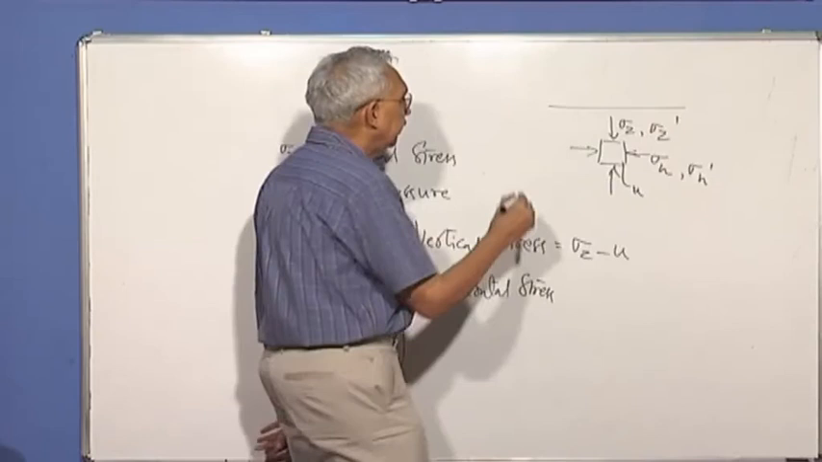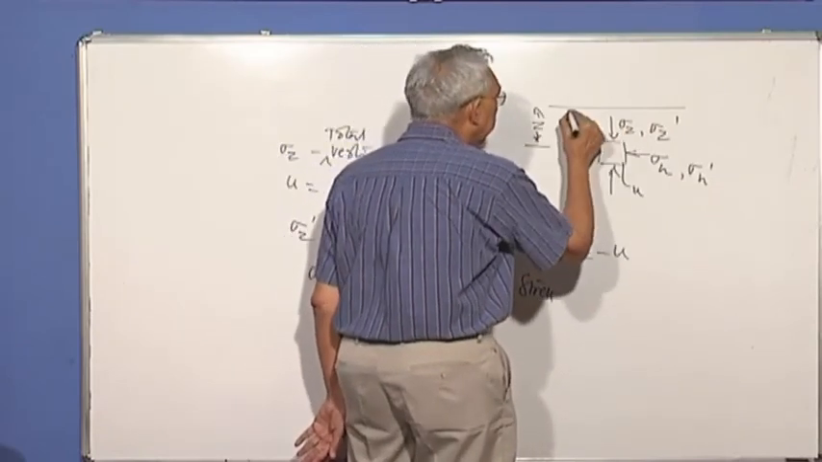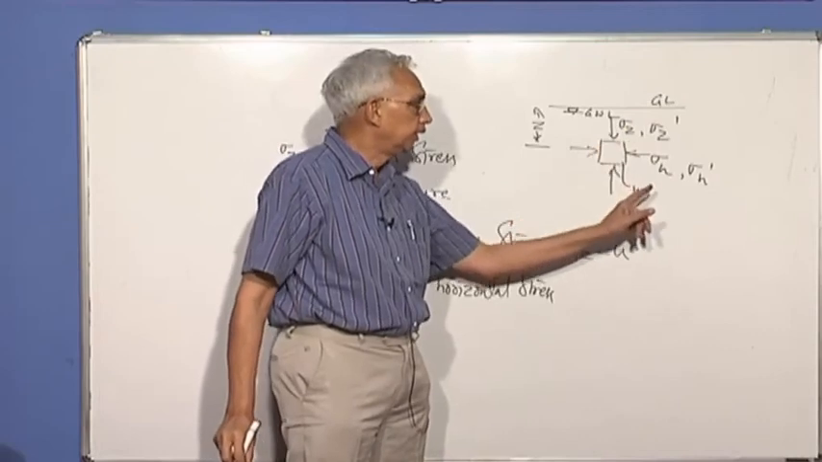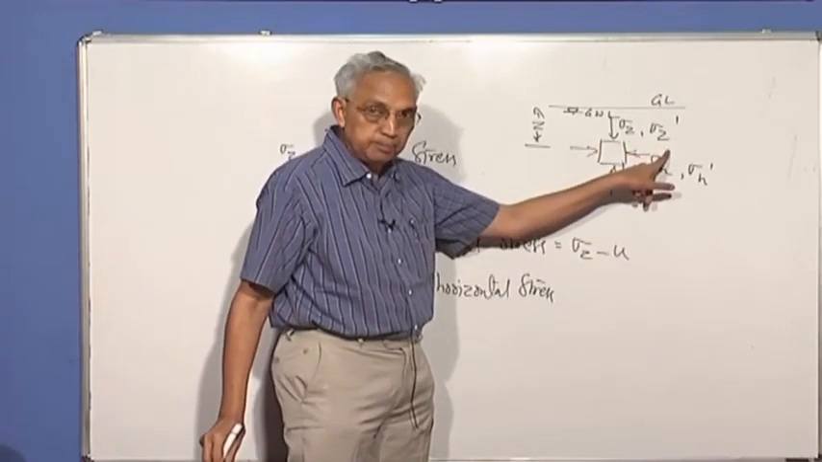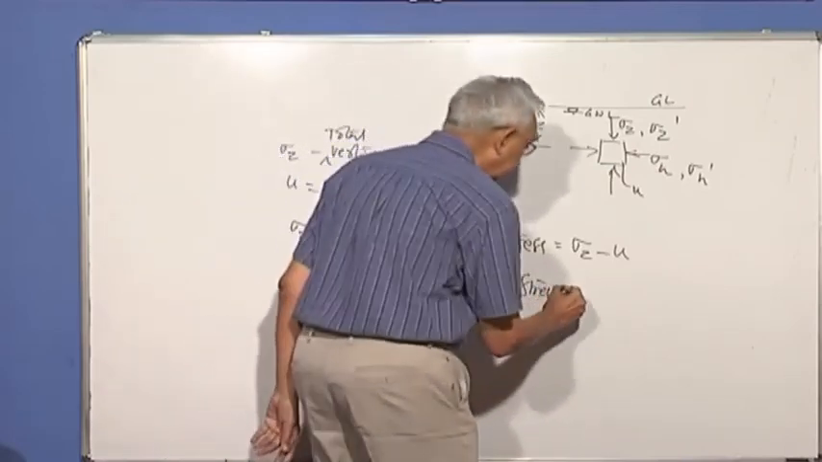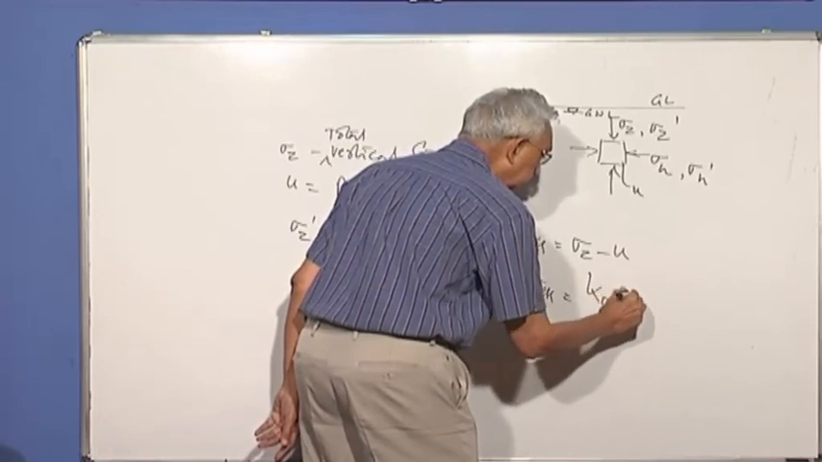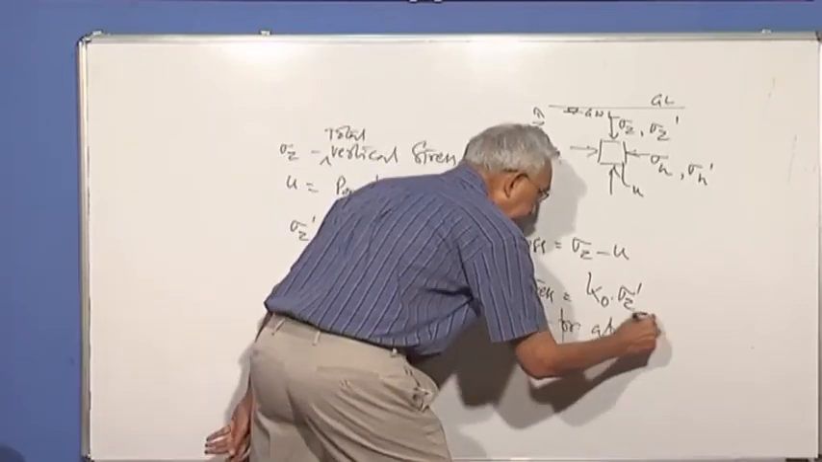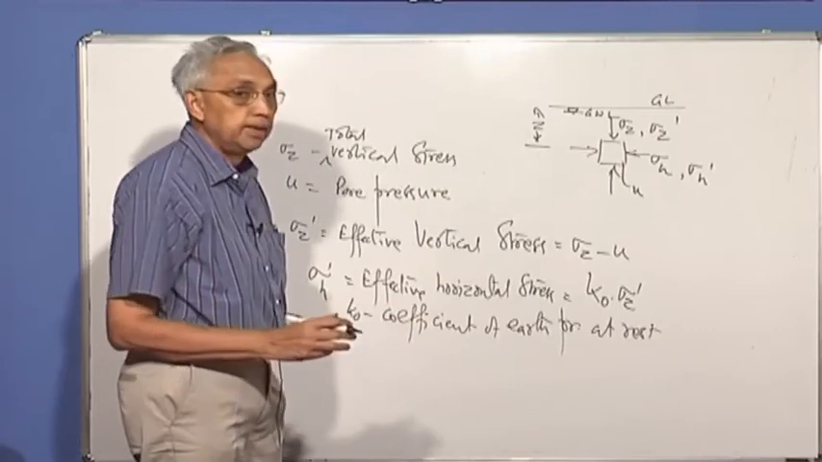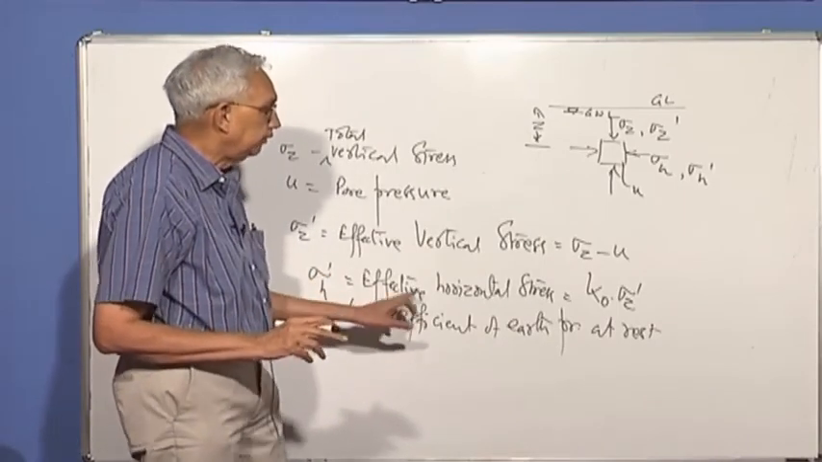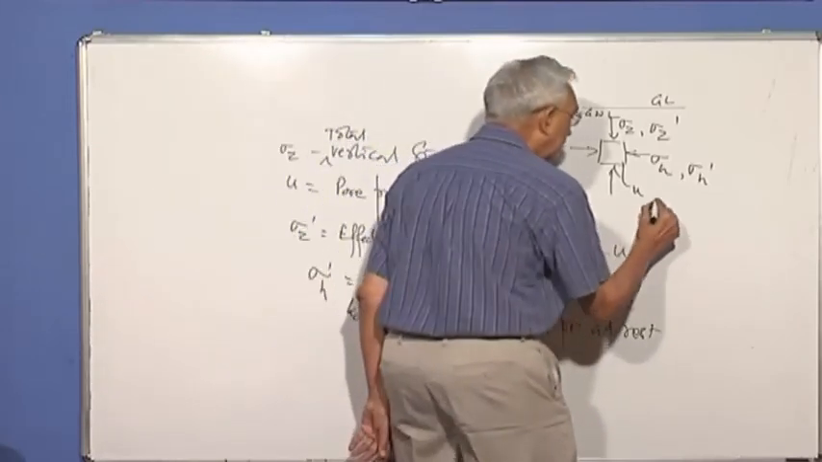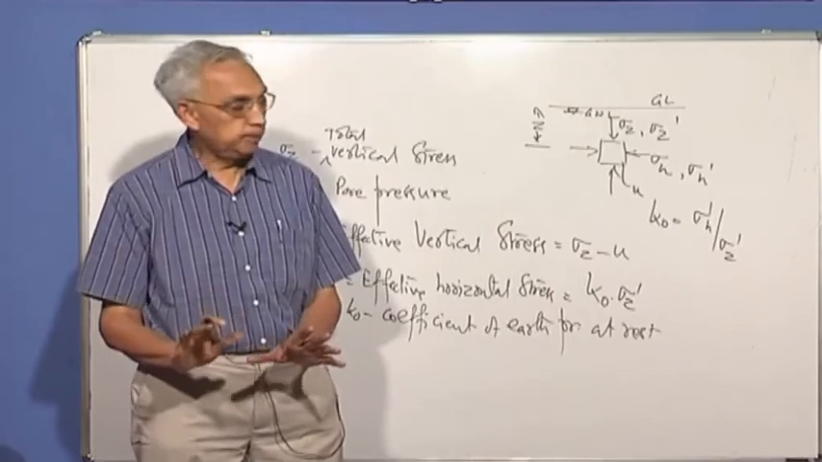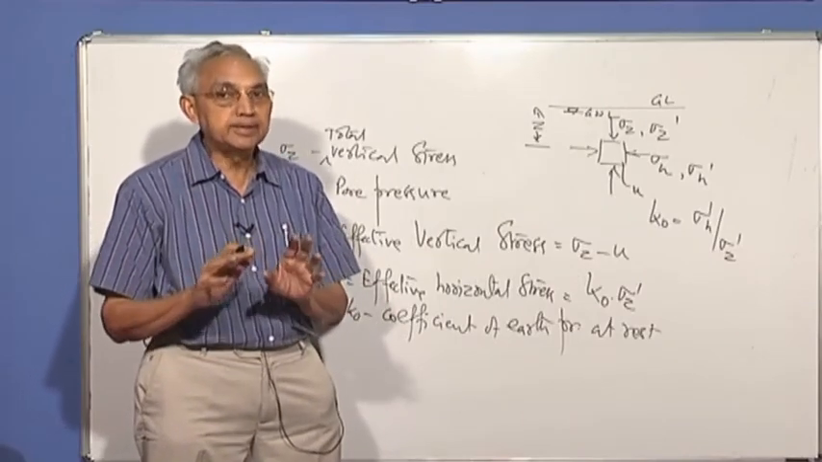sigma Z prime. I'm looking at a small element at a depth Z below the water table. This is the groundwater level, this is the ground level. At this depth, vertical stress is sigma Z, pore pressure is U. So you have calculated sigma Z prime. What the law says is that sigma H prime is equal to K naught sigma Z prime, where K naught is called the coefficient of earth pressure at rest. There is a relation between the vertical and horizontal stress, effective stresses only. Please remember, effective horizontal stress is K naught times sigma Z prime, or K naught is equal to sigma H prime by sigma Z prime. It's only the ratio of effective stresses and not the total stresses.